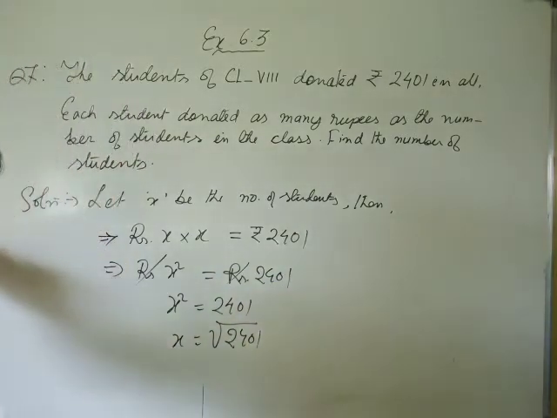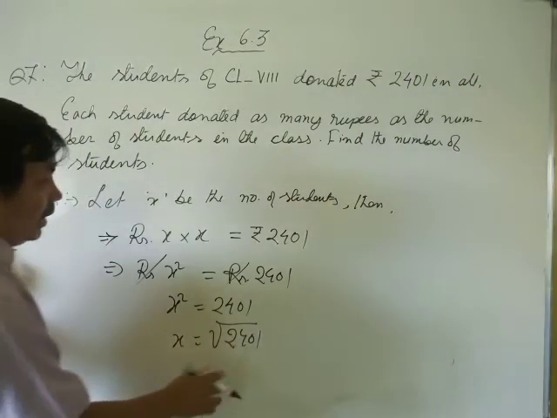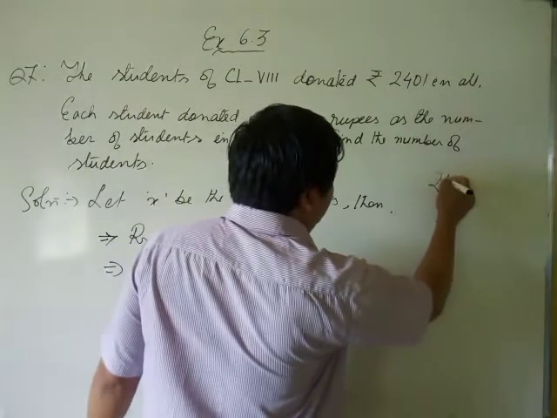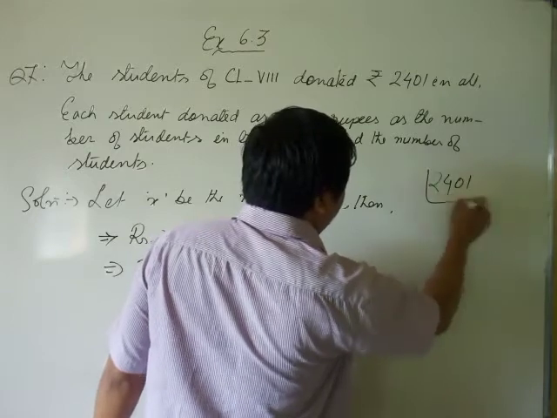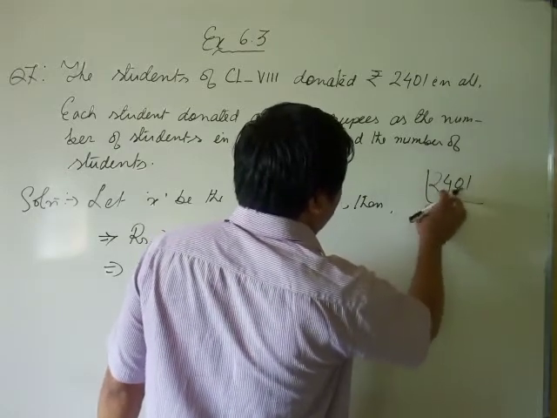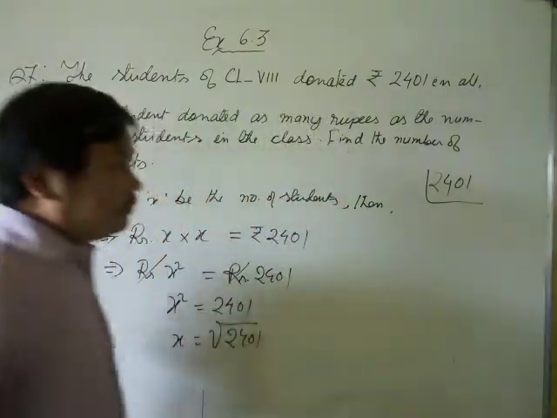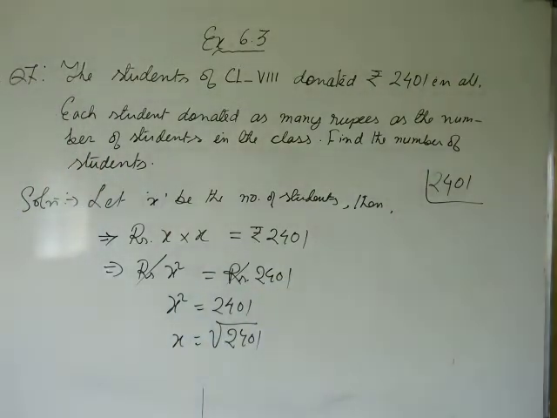So let us see how much we get here. How will we get the square root here? You know that it is by prime factorization. Let us do 2401.